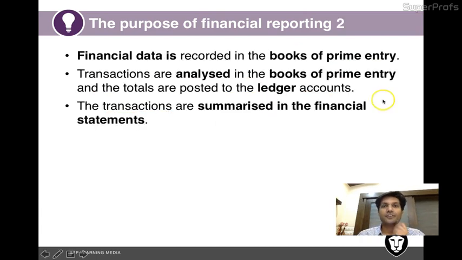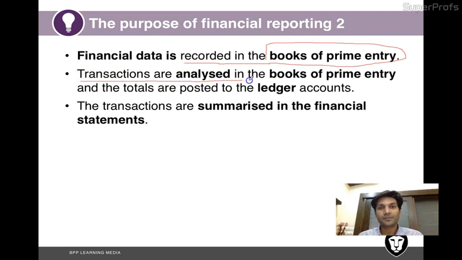So now what you need to understand is financial data is recorded in the books of prime entry. Books of prime entry mean the book in which the entry is made for the first time. Then the transaction is analyzed in the books of prime entry, and from there the totals are posted. So we do the total part and then we post it to the ledger account. What are ledger accounts? It could be machinery account, capital account, all these are ledger accounts.